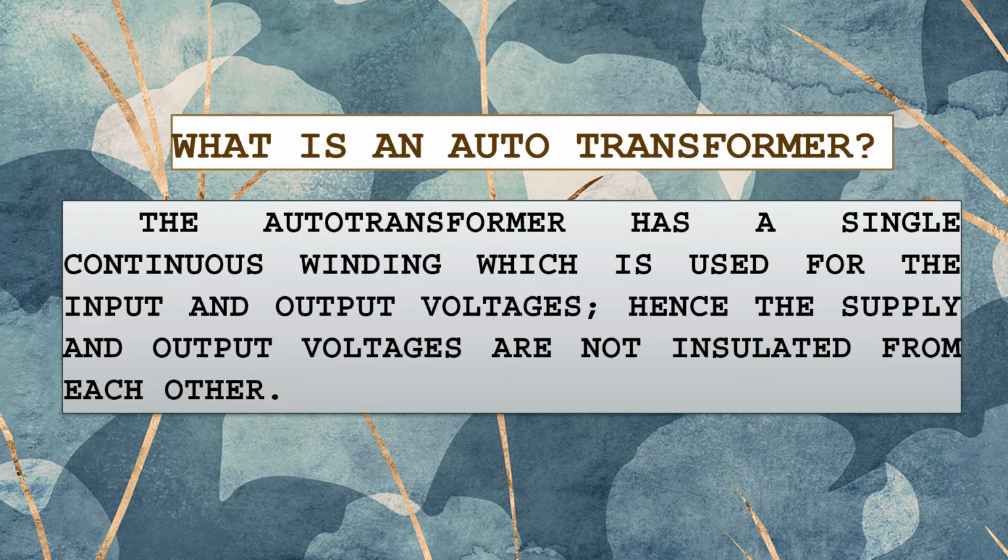So compare doon sa nauna nating napag-aralan na circuit diagram ng transformer, makikita natin na yung primary tsaka yung secondary windings niya ay magkahiwalay. But in an autotransformer, we can see that yung special quality niya ay yung primary tsaka yung secondary windings niya ay directly connected. So, may implication siya doon sa tinatawag natin na copper savings.